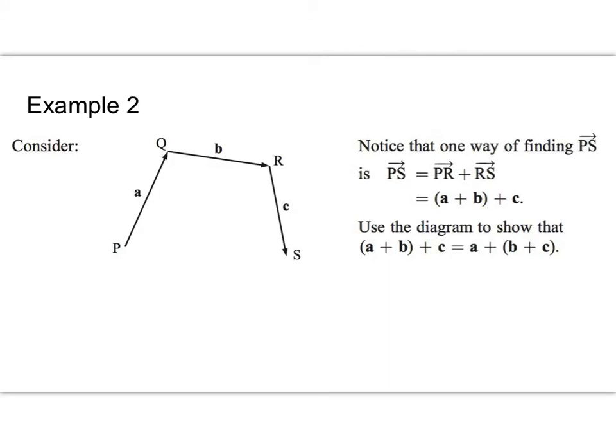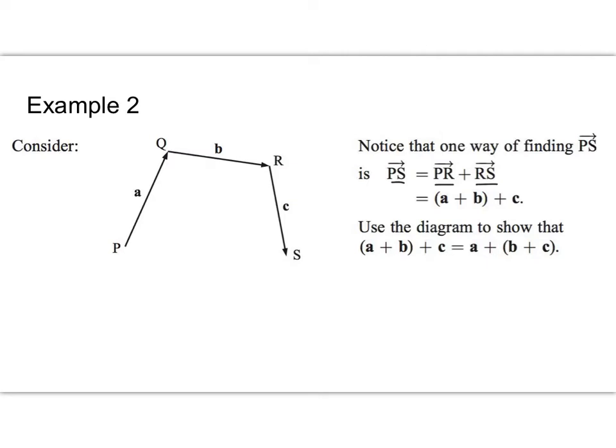Okay, so here we're going to use this diagram to show some interesting properties of vector addition. Here I have P to S equals P to R plus R to S. You'll notice that I don't have P to R. There's no line here from P to R. So I have to make that. I just have to.